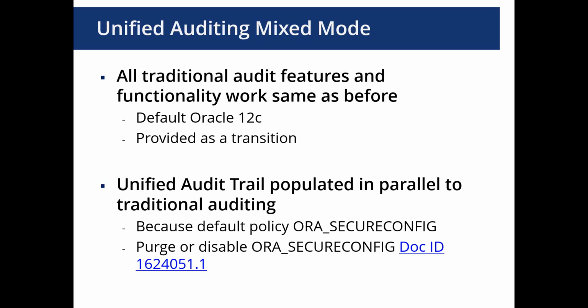One thing to keep in mind, and we've seen this and I want to share it, down at the bottom there, there is a unified audit policy that mirrors the default auditing, and unless you disable that, you're going to collect the audit information twice, once in the traditional fields, once in the new unified auditing. If you're going to be using the traditional auditing, you should consider disabling the ORA_SECURECONFIG policy, or set up purge in and around that. I've actually provided you the MetaLink note for that.